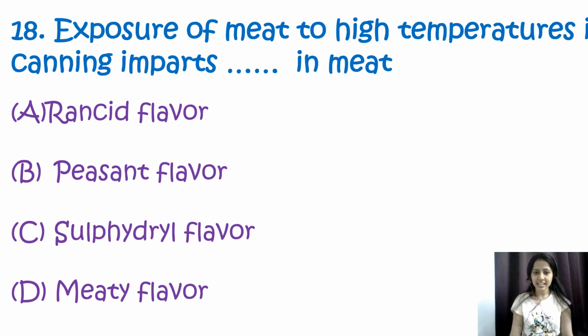So question number 18. Exposure of meat to high temperature in canning imparts dash in meat. So options are rancid flavor, peanut flavor, sulfhydryl flavor, or meaty flavor. So over here my correct option will be option number D, that is meaty flavor. When meat is exposed to high temperature during canning, it undergoes various chemical reactions like the Maillard browning reaction and caramelization reactions, but it imparts a meaty flavor also. Okay, so option number D is my correct option.